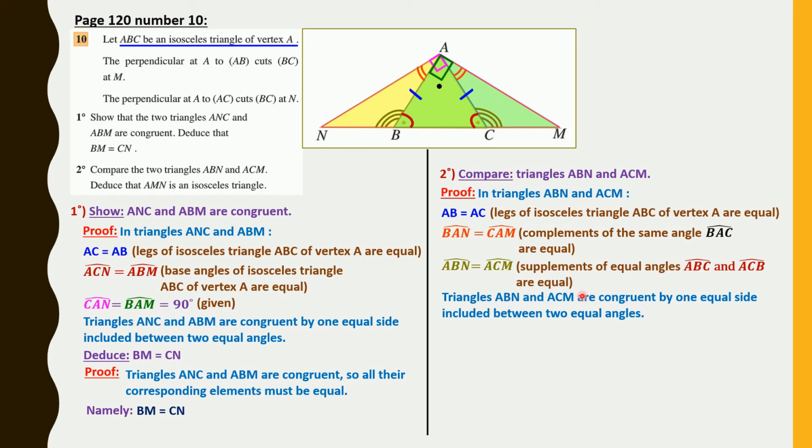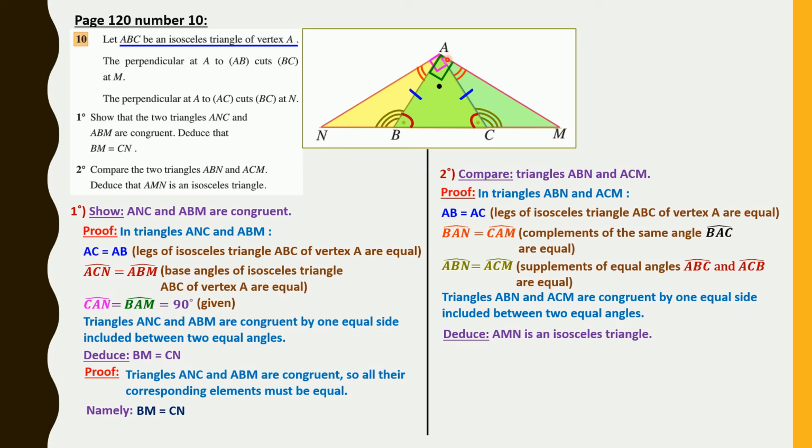So be careful. Now the congruence statement. Triangles ABN and ACM are congruent. Equal, it means congruent by one equal side included between two equal angles. Part 2, deduce that AMN is an isosceles triangle.